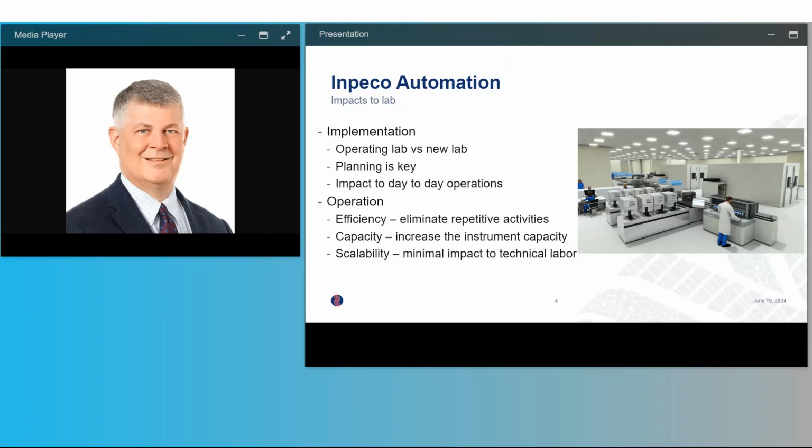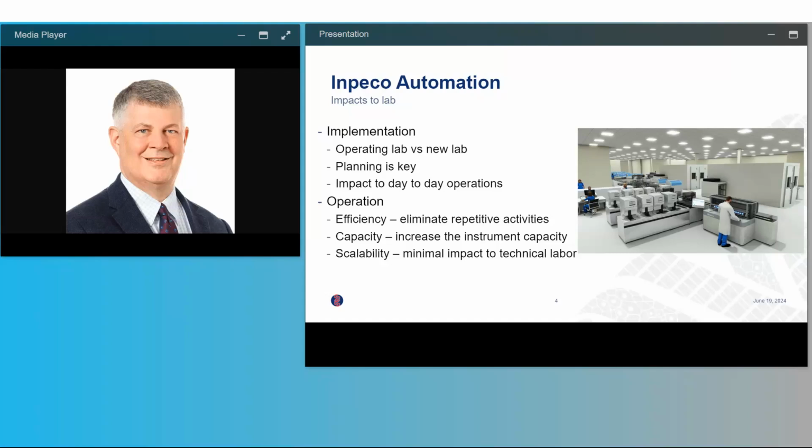Our team was tremendously focused and performed admirably to ensure that testing was performed at the same quality levels that we're used to, with the same turnaround times, and making it blind to our customers. But it is a very high impact implementation process.